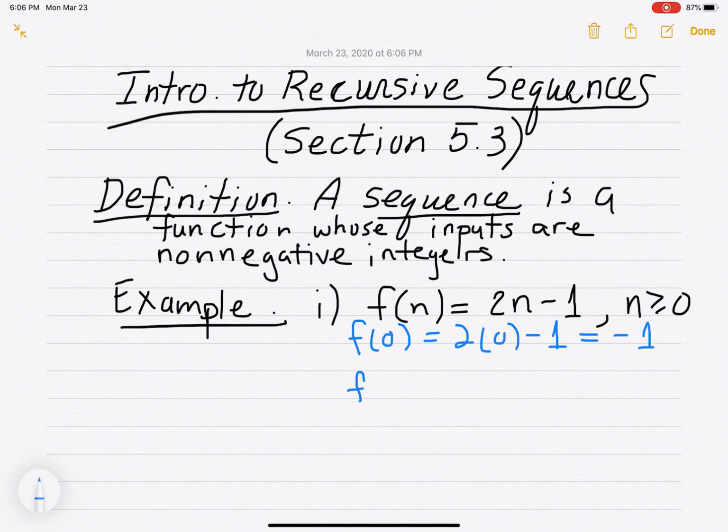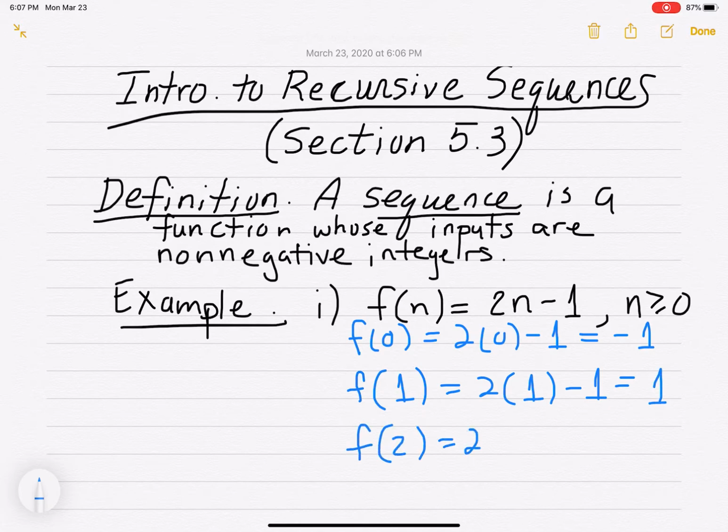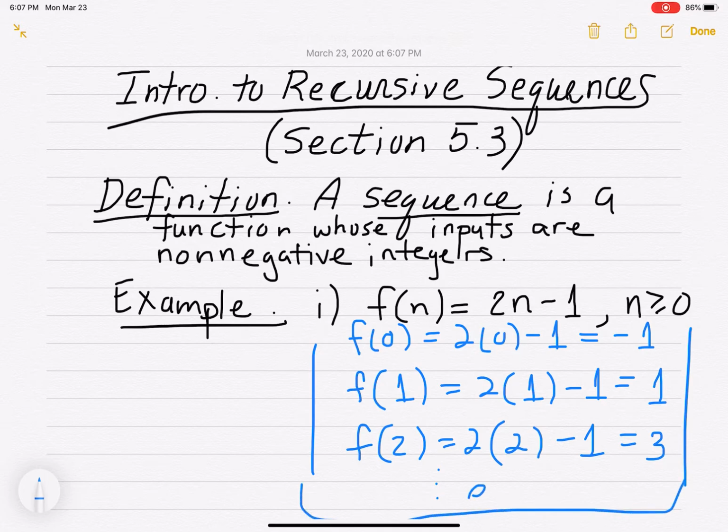If I were to plug in 1, for example, I'd have what? 2 times 1 minus 1. That'd give me what? 2 minus 1, 1. F of 2, 2 times 2 minus 1. That would give me 4 minus 1, 3. And so on and so forth, etc.